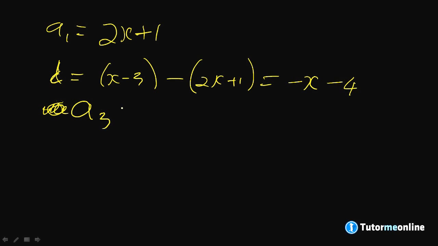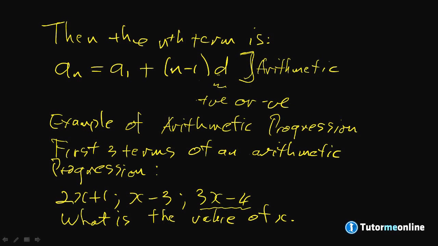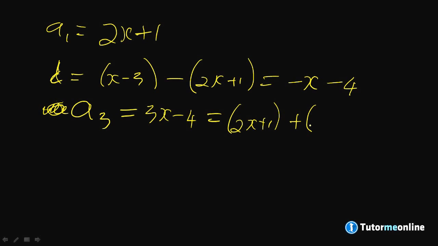The third term a3 is then equal to 3x minus 4, which is equal to a1, which is 2x plus 1, given by the problem statement, plus, if we go back to our basic formula, we know that n is 3 because we are dealing with the third term in the arithmetic progression. So that will be 3 minus 1 multiplied by the common difference, which we calculated as minus x minus 4. Then again, it's very easy to simplify this equation.